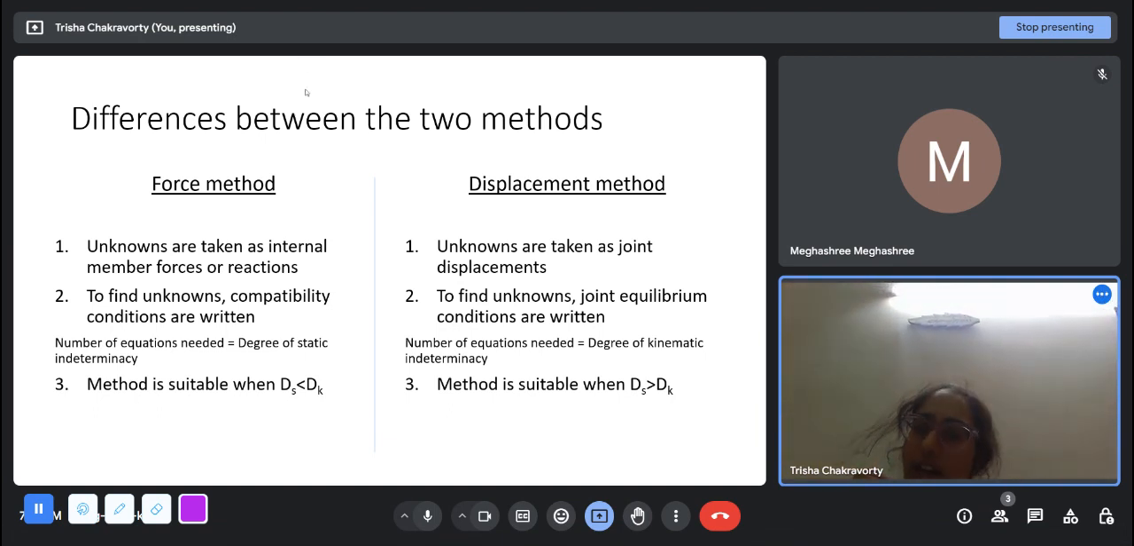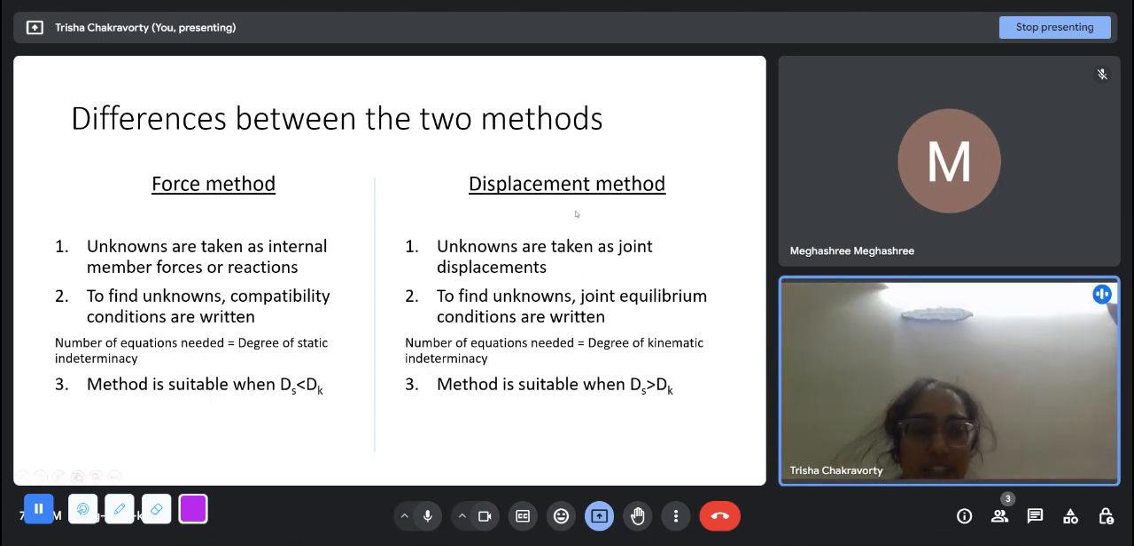In force method, unknowns are taken as internal member forces or reactions. In displacement method, unknowns are taken as joint displacements. In force method, to find the unknowns, we write compatibility conditions, and the number of equations required is the degree of static indeterminacy, that is the number of unknown forces.